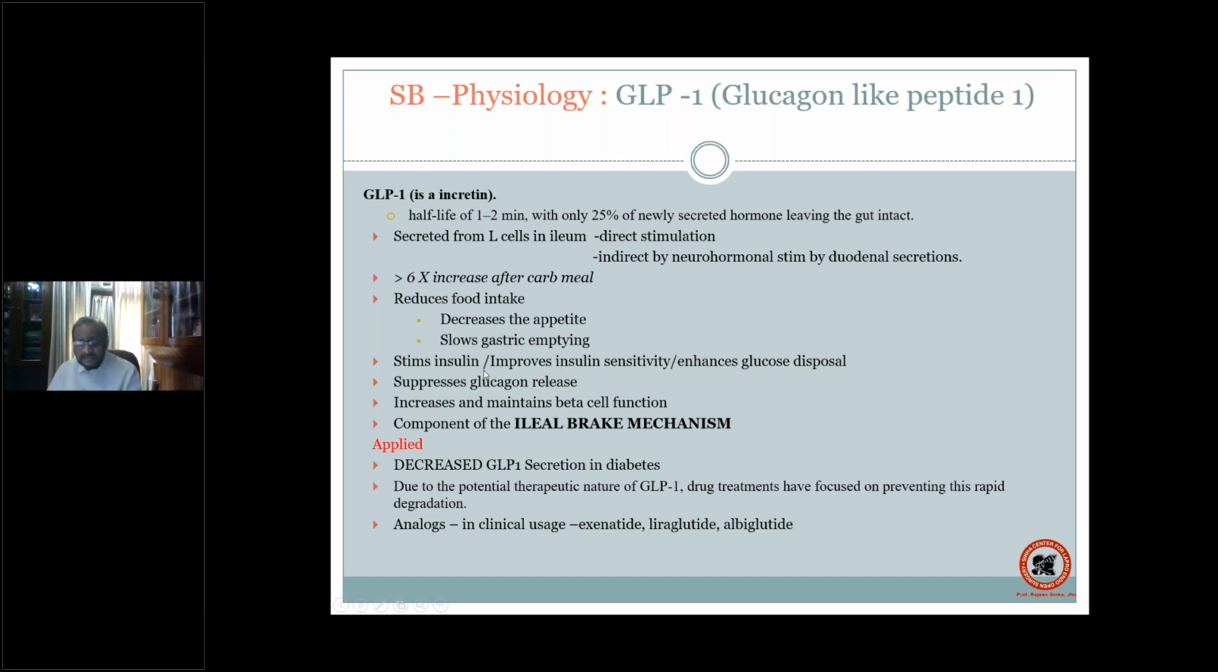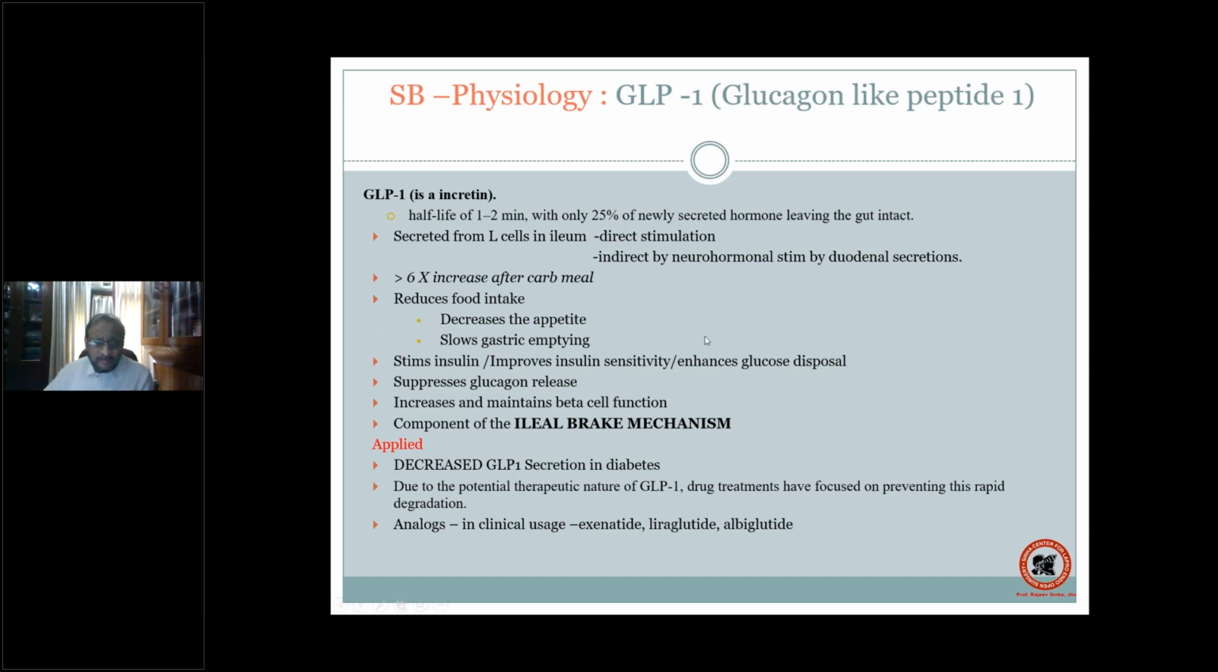That means it is improving the insulin sensitivity and the glucose absorption. So the glucose disposal of whatever you have taken is easily done with stimulation of insulin and insulin sensitivity. It increases and maintains the beta cell function. Together, this whole action is known as the ileal brake mechanism. Why? Because all this tends to control your sugar level.